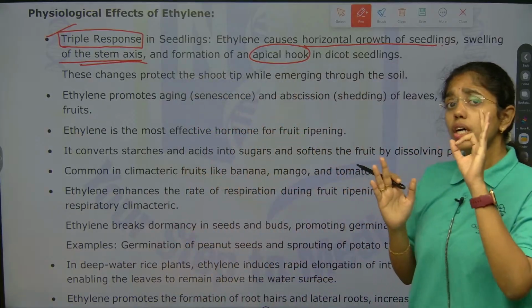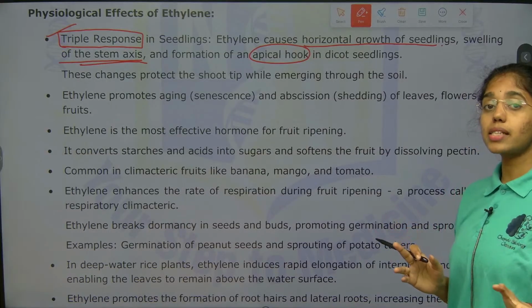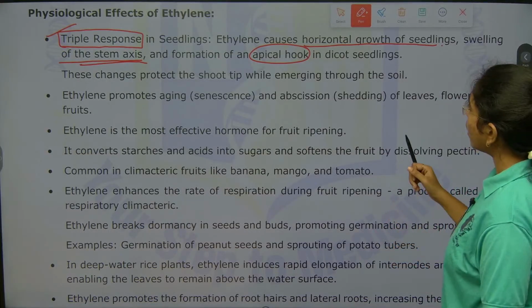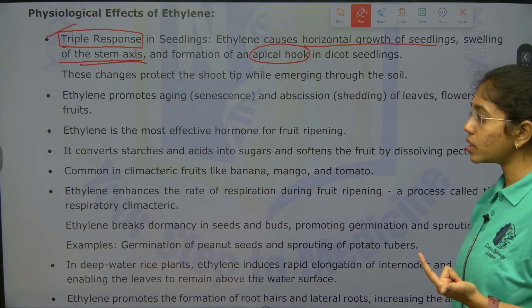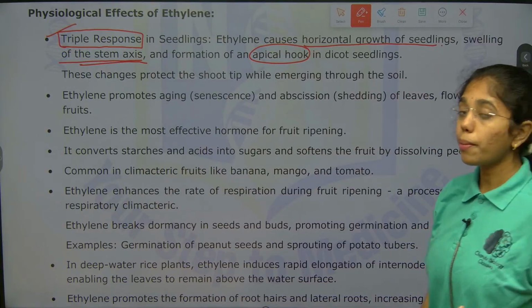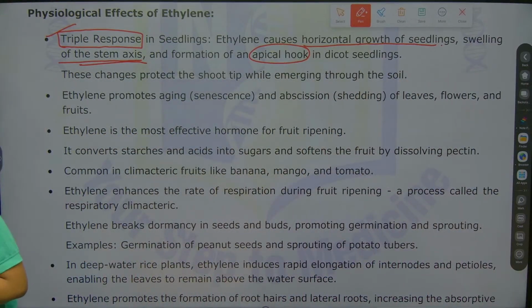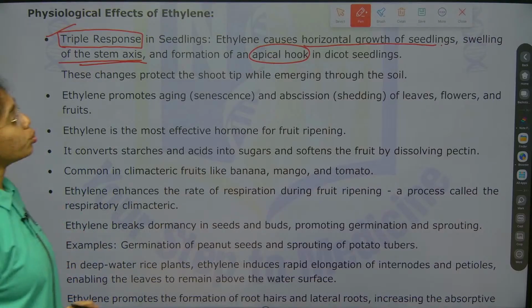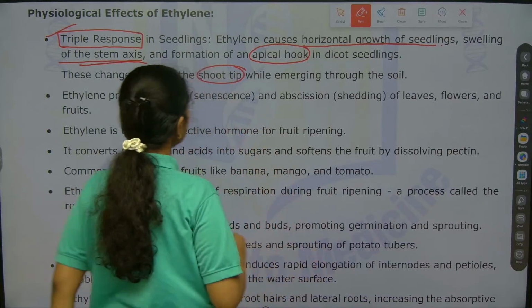What are the three responses that are shown by ethylene? You can take the example as rice seedlings. Here you can give out horizontal growth of seedlings, second is swelling of the stem axis, third is formation of apical hook. Then these changes will protect the shoot tip while emerging through the soil.